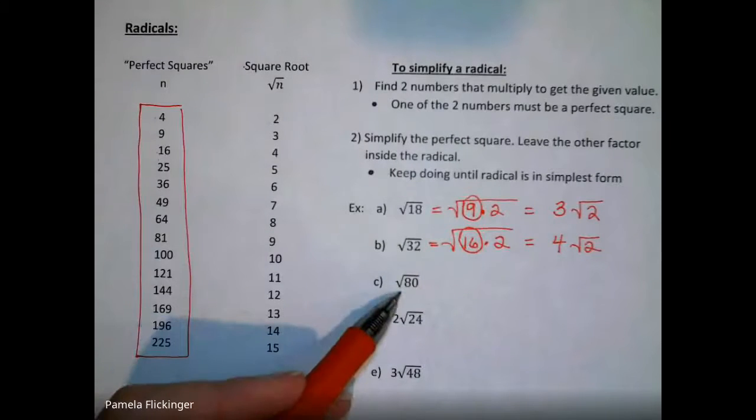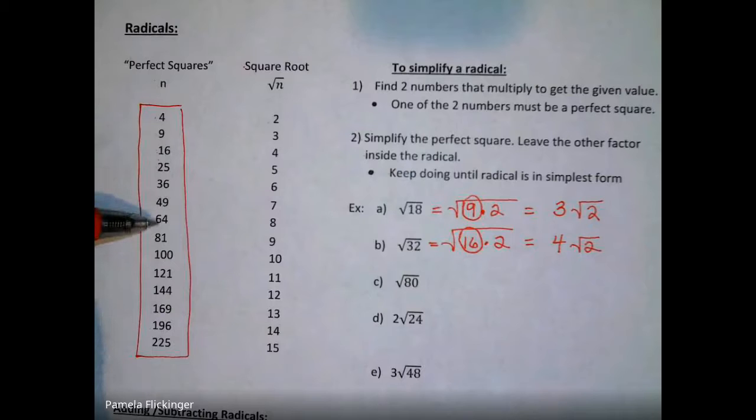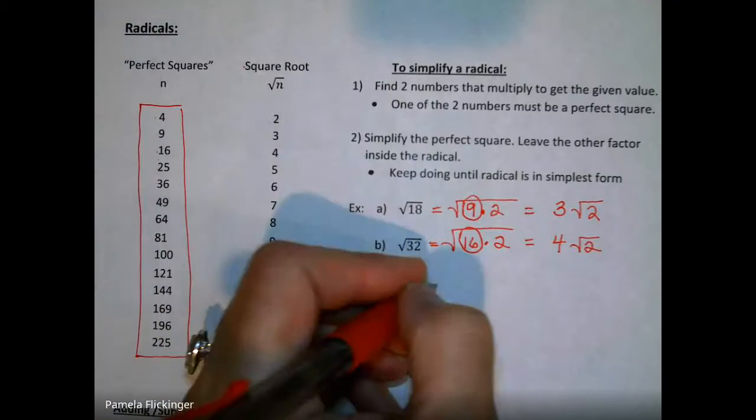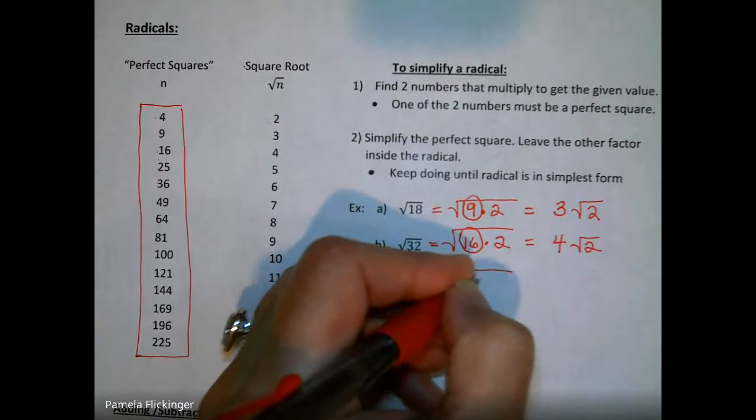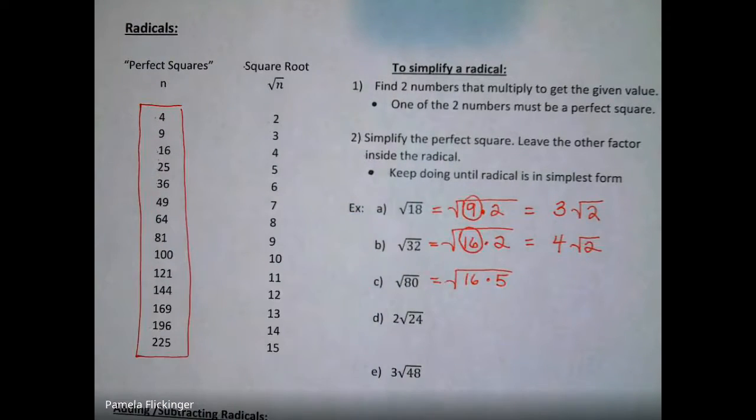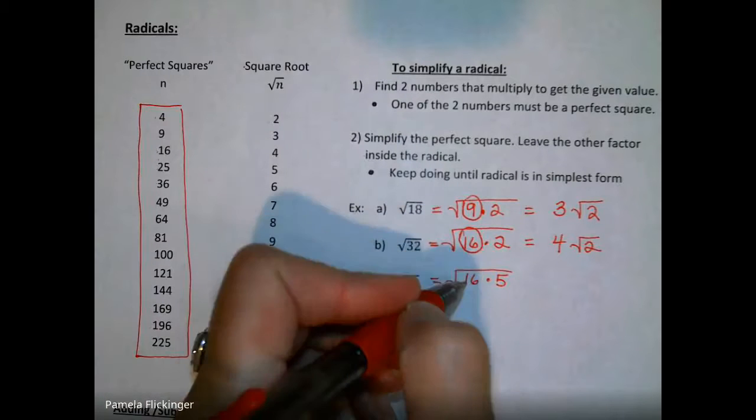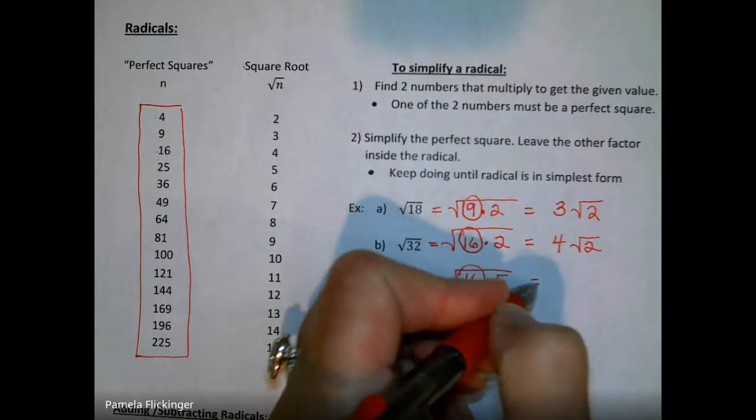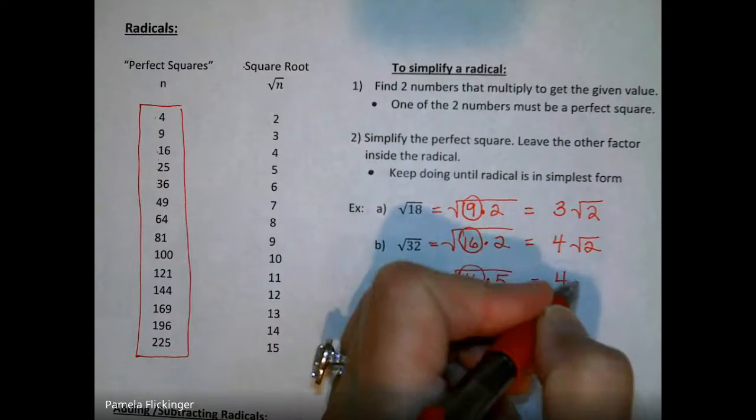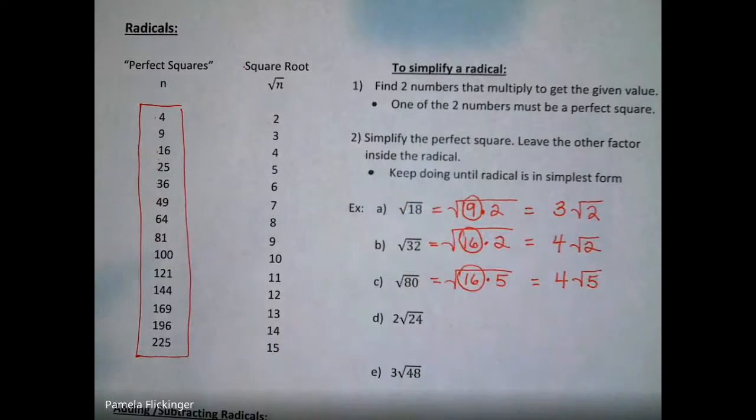Square root of 80. Well, 80 falls between 64 and 81, so I work my way up until I get to a number that divides evenly into it. And let's see, 16 does. This is where the calculator's going to come in handy, right? Square root of 80 can be 16 times 5. So again, I circle the 16. The square root of 16, which is 4, comes out, and the 5 stays in.